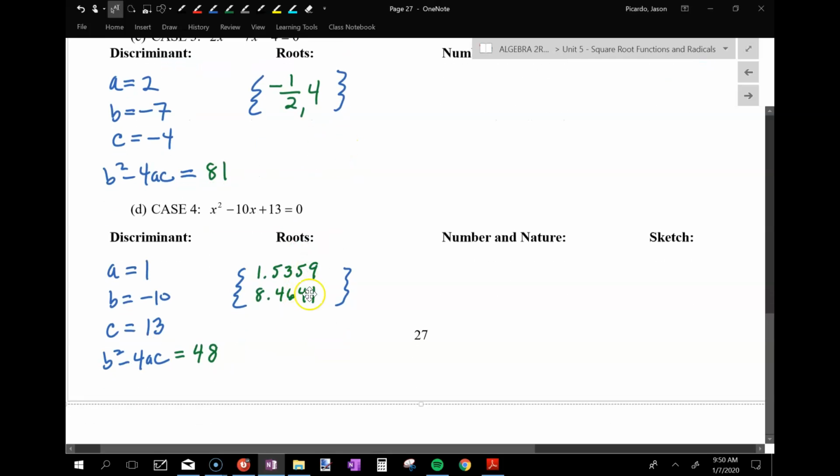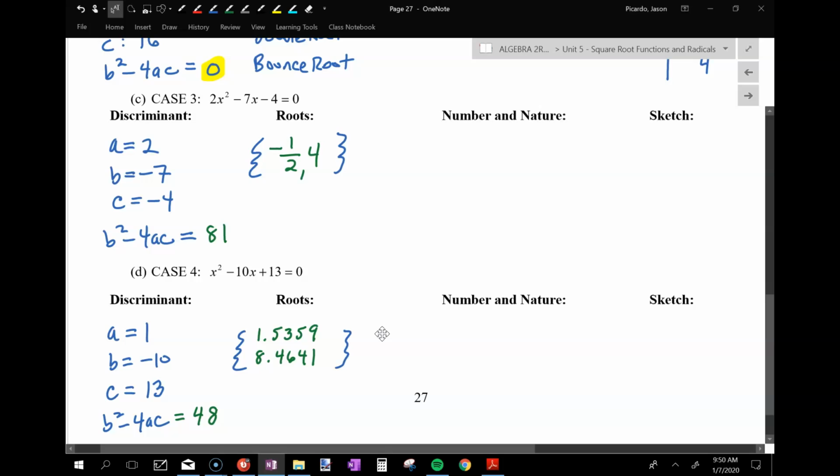Okay, so when I describe these, how many roots did I get in the first case? 2. How many roots did I get in the second case? Are they real numbers or imaginary numbers? Okay, so for both of these, I got 2 real roots. Right? What's the difference between these roots here and these roots here? Okay, and C, one of them's negative, one of them's positive. I agree with that. Okay, and D, there's some decimals.